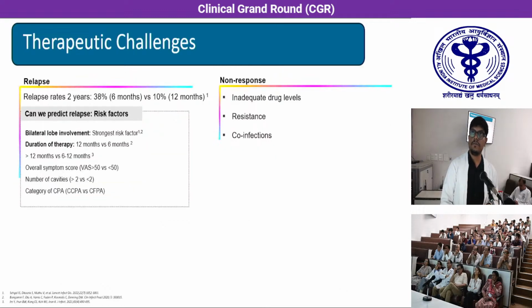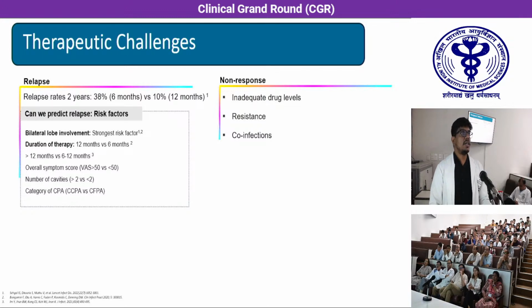Now, what are some of the therapeutic challenges one faces while treating these patients? First would be relapse. In the paper which I discussed, relapse rates were quite high. Relapse with 6 months of treatment was around 38%, and even with 12 months, around 10% of patients had relapses. So, what are the risk factors for relapse? The strongest risk factors are the extent of the disease, so bilateral lobe involvement, and duration of therapy.